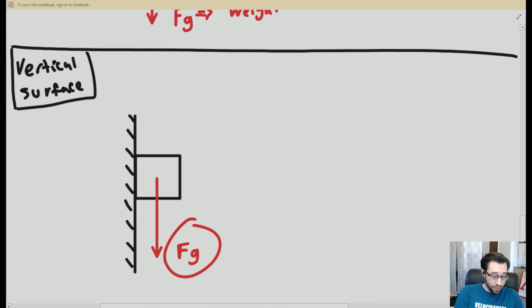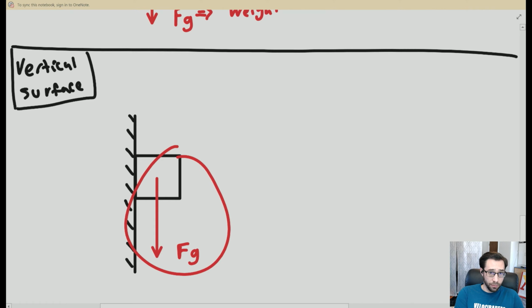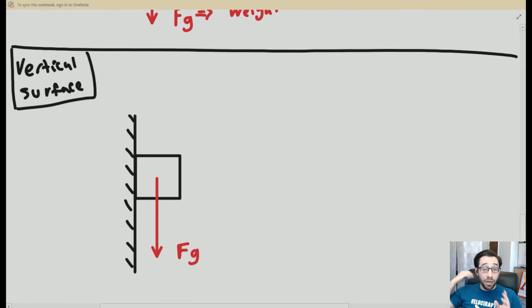So that's what this is. So gravity is pulling it down. So as of right now, the only force that's acting on it is just gravity. Cool. So if that's the case, what should we expect the box to do? Is this balanced or unbalanced? Yeah, so this is unbalanced.